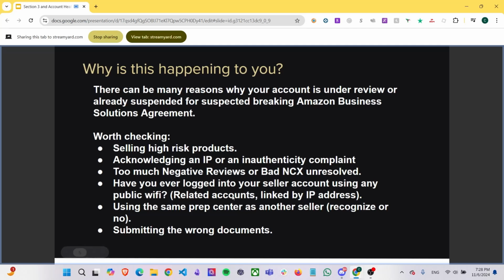The fourth one here is, have you logged into your seller account using public Wi-Fi? And this is mostly related to the linked account issues, linked by IP address.